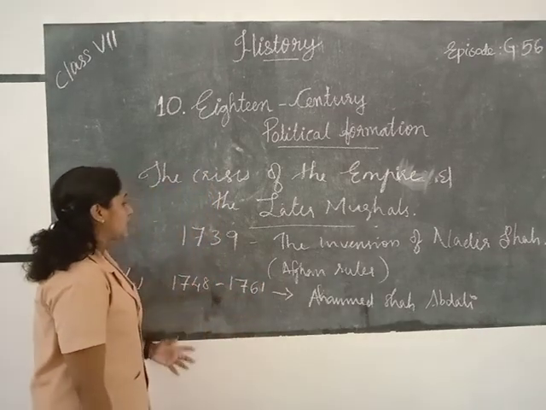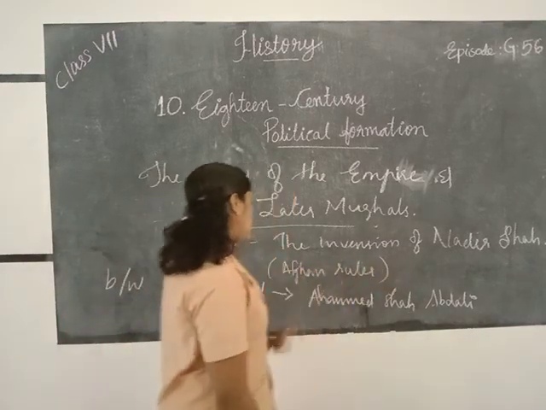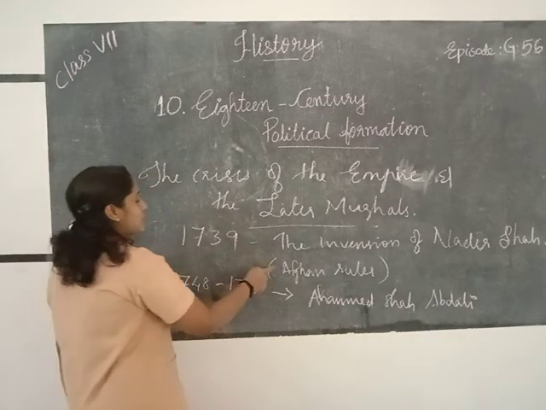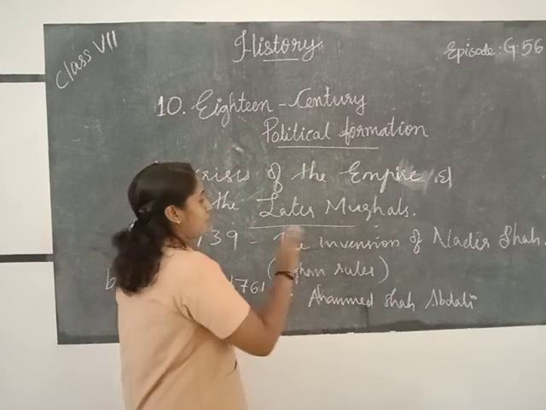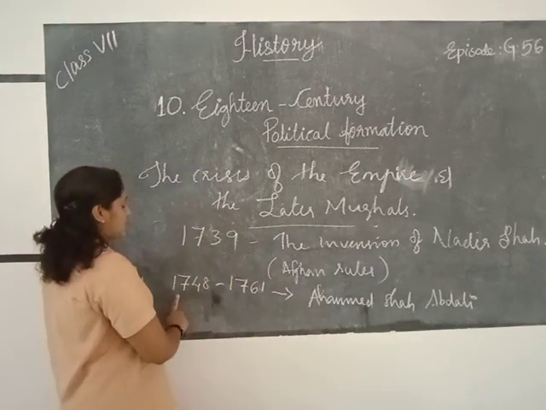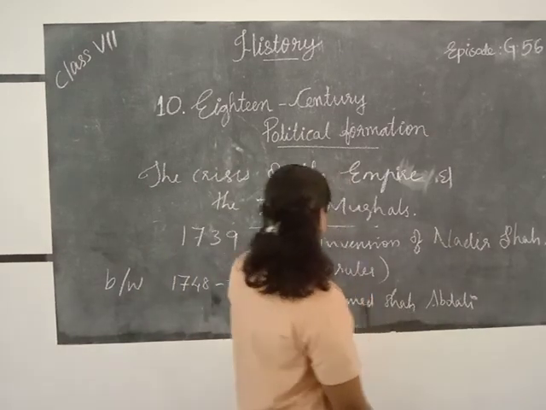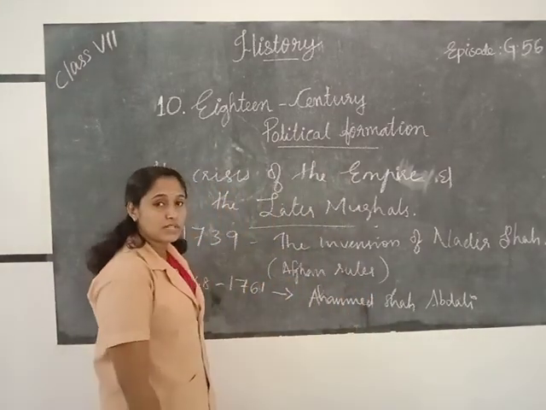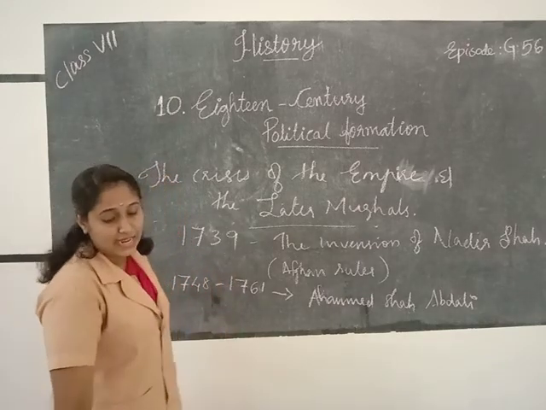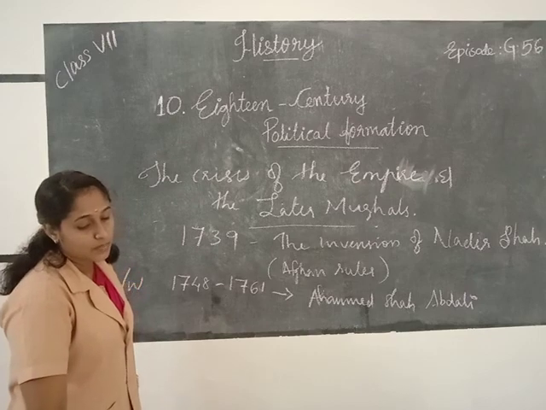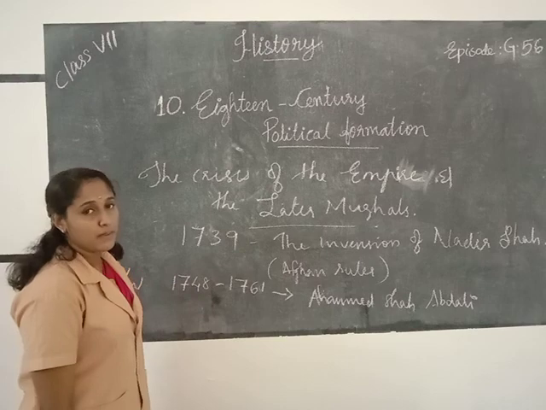The most important invasion was in 1739, the invasion of Nadir Shah. Nadir Shah was one of the Afghan rulers. He also attacked the Mughals. That created a huge defeat for the Mughals, and between the years 1748 to 1761, Ahmad Shah Abdali also started a battle with the Mughals. That also weakened the Mughal empire.